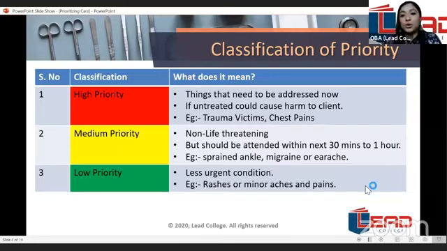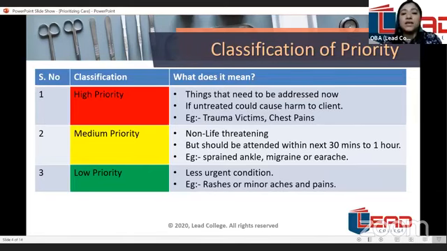I'm just going to revise some of the concepts that you can see on the screen. This is nothing new for nurses across the world. How do you classify a priority? High priority refers to conditions or patients that need to be addressed now, immediately, without losing any time. If you don't treat them immediately, it can cause serious harm to your patient. These patients are the highest priority.